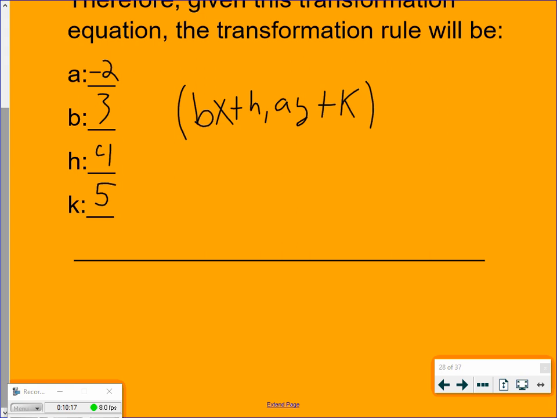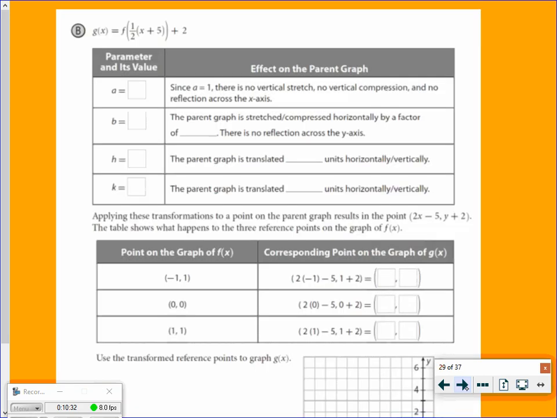Our b is 3. We don't have an x, plus our h of 4. Our a is -2. We don't have a y, plus our k of 5. That's our transformation rule. All right, so let's keep going.